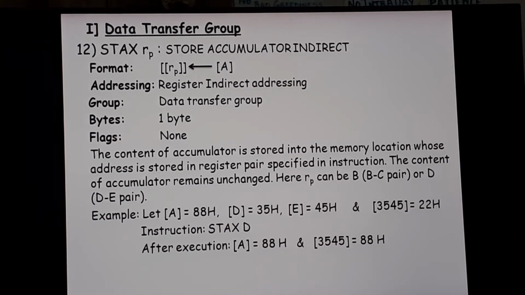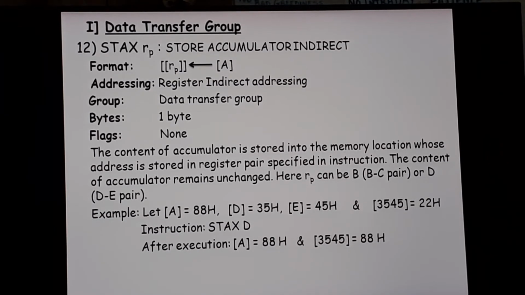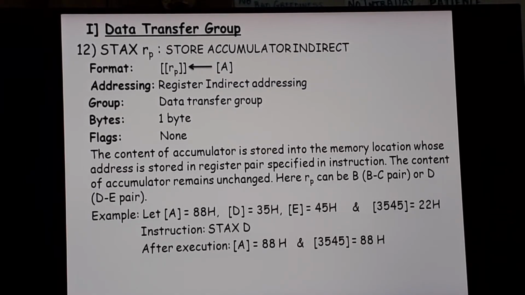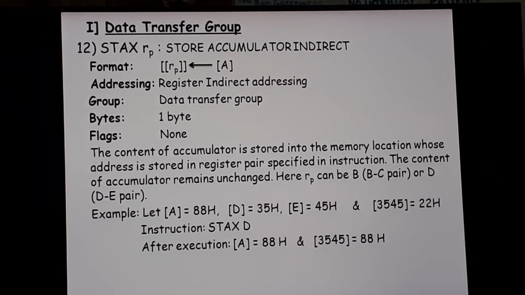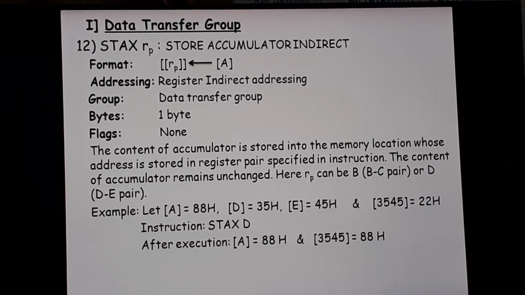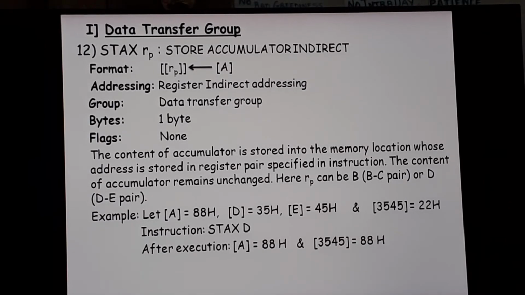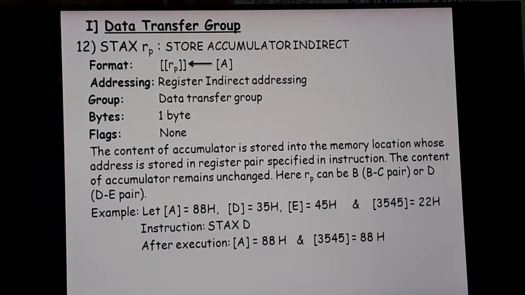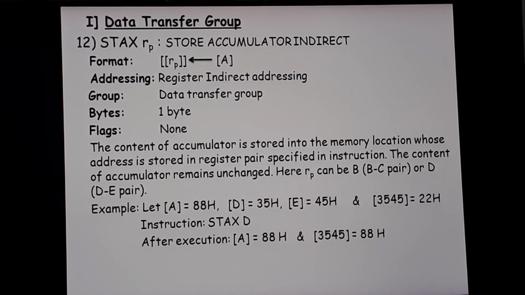The same format as for LDAX, but the only thing is the arrow is pointing towards the register pair. In the previous instruction, the arrow was pointing towards the accumulator. So ulta, you have to write the opposite. Both the instructions are opposite of each other.